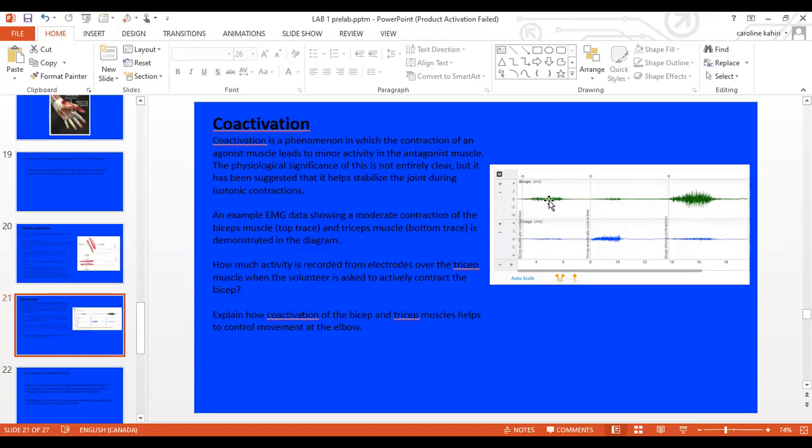Now look at what happens. At the exact same time you are contracting the biceps, look at what is happening to the activity of the triceps. At the same period of time, there is an increase in activity. When I tell you to contract the triceps, this is the increase in activity of the triceps. Look at what happens in the biceps. So this phenomenon where both antagonistic muscles are being stimulated is known as co-activation.